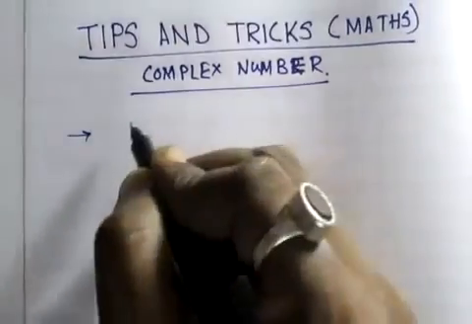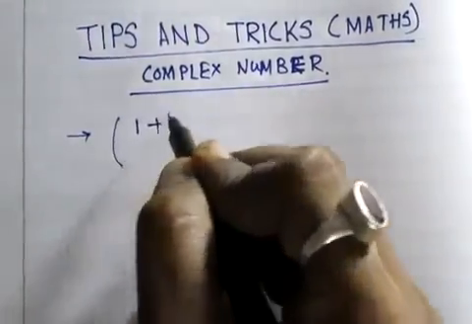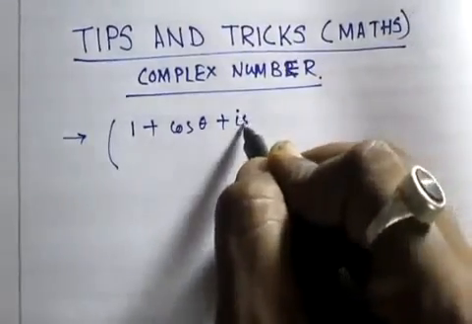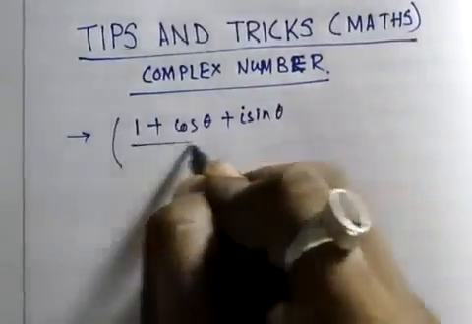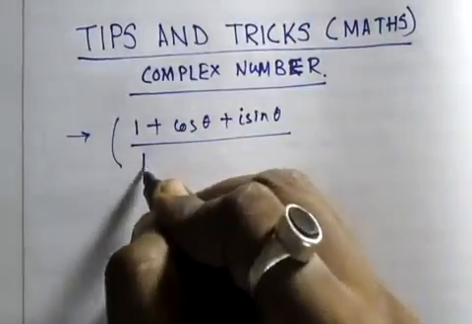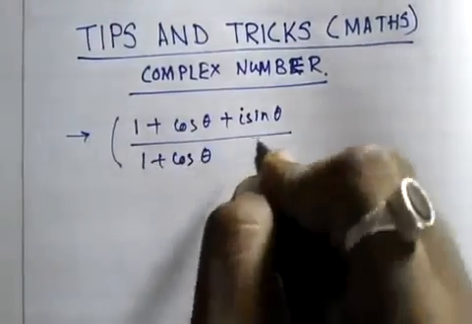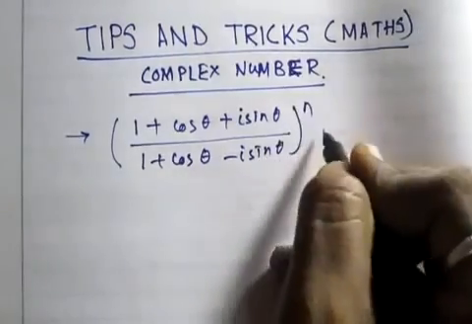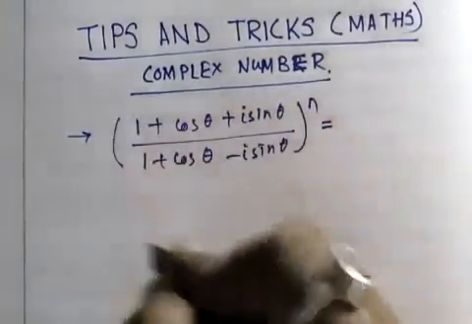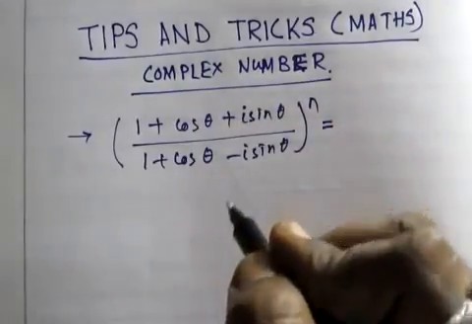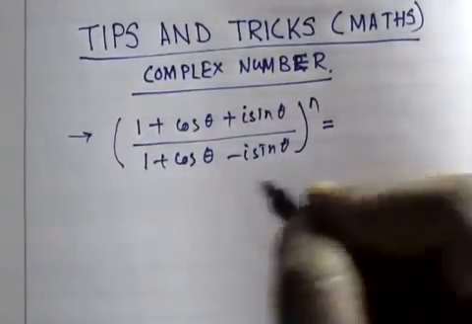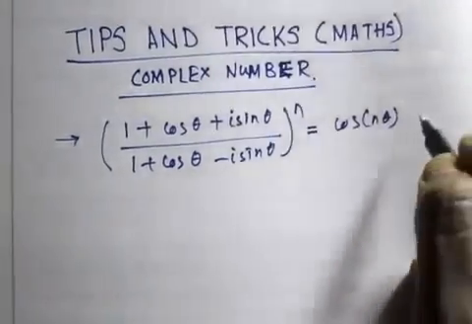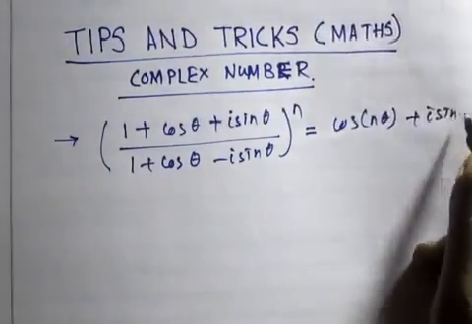The first formula is (1 + cos θ + i sin θ) divided by (1 + cos θ − i sin θ), to the power n, is equal to... Sometimes the question is in the form of this. Then what can you do? There is a formula to write this one, that is cos nθ + i sin nθ.